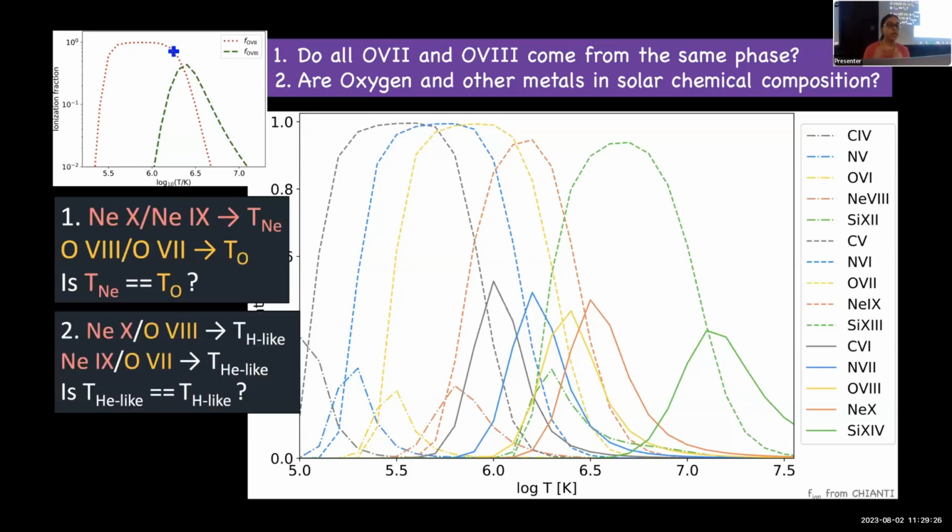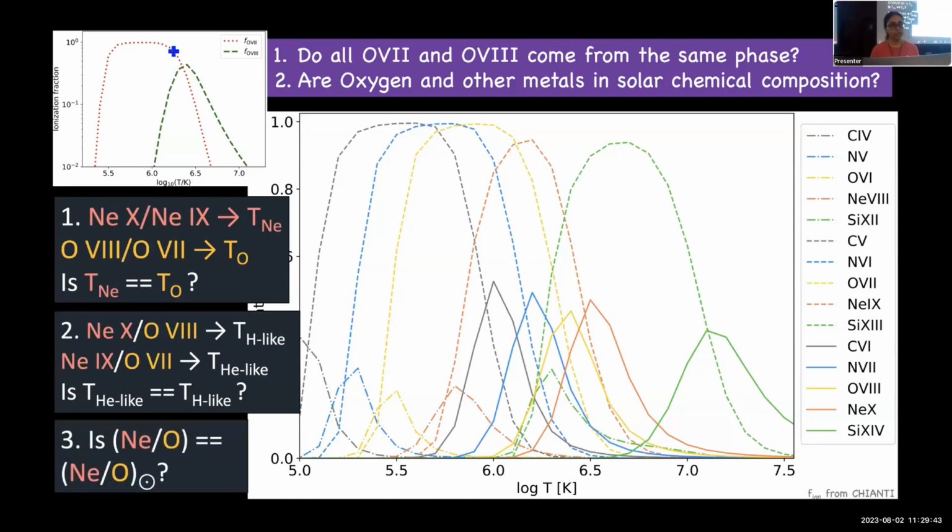The next thing we do is calculate the column density ratio of different hydrogen-like metals or different helium-like metals and see if they're consistent with each other. If they're consistent, that's great. That means we verify all the metals are indeed coming from the same temperature. And as a byproduct of this analysis, we can also test if it is a solar-like chemical composition because we have more than one metal.